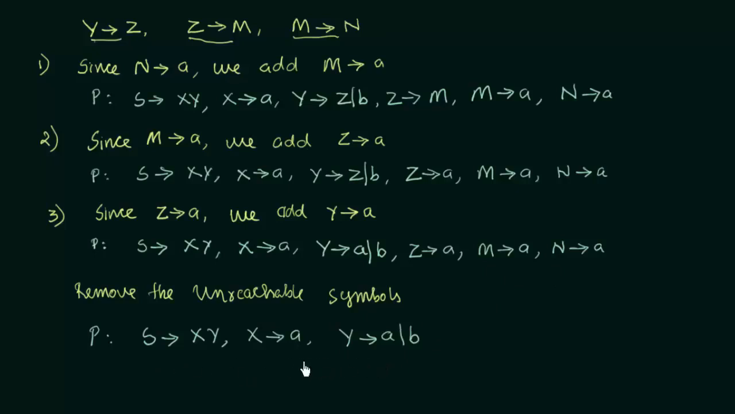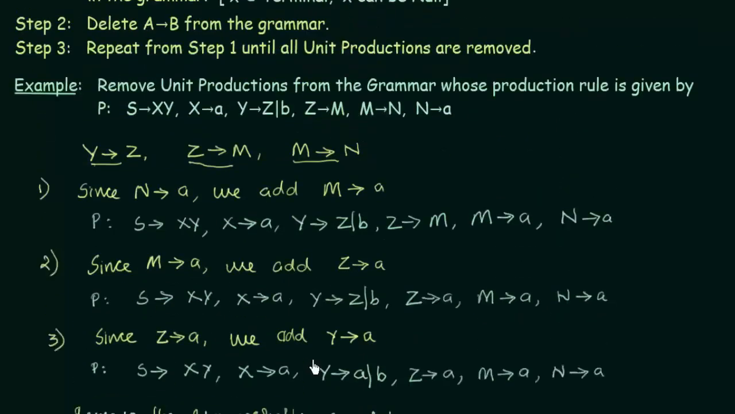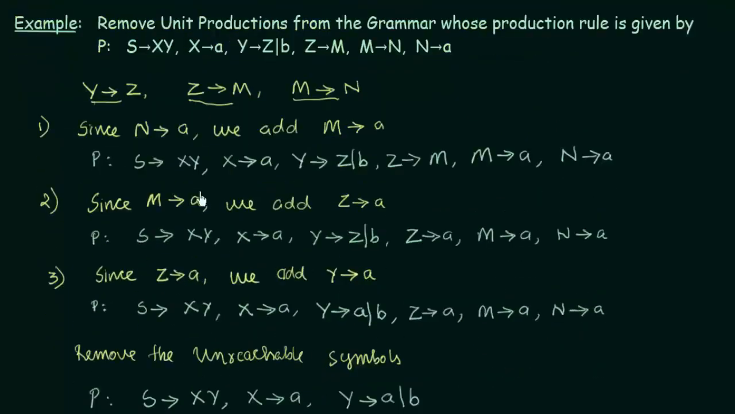And if you see this production rule, and if we compare it with the production rule that we were given in the beginning, we see that this one is minimized or simplified, because all the unit productions are removed. So this is how you remove the unit productions from a given CFG and simplify it. So I hope this was clear to you.